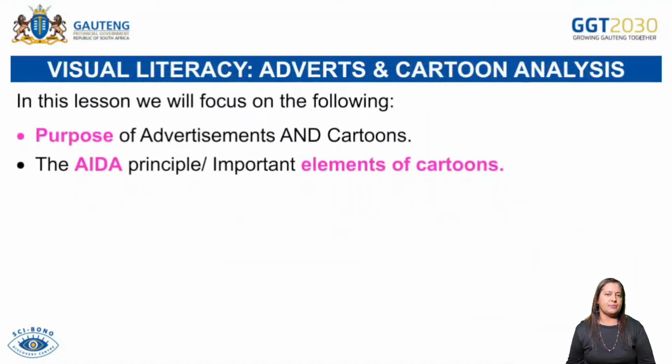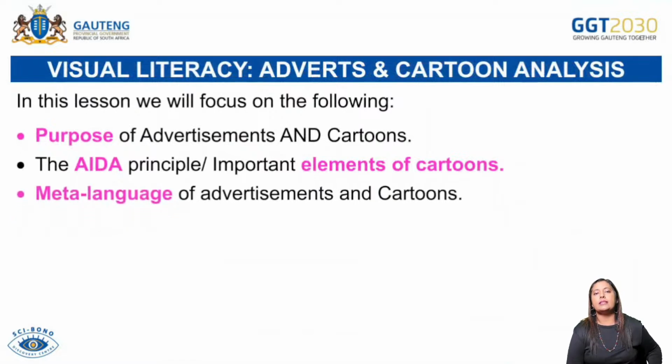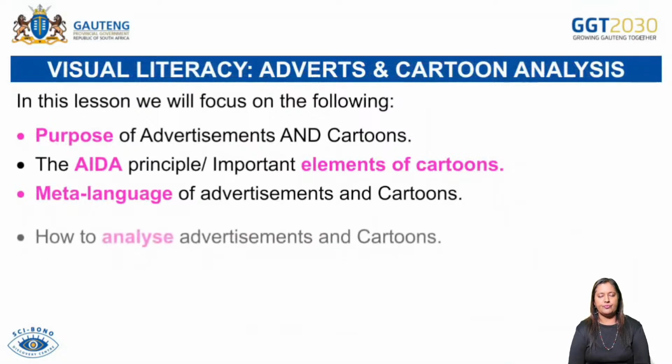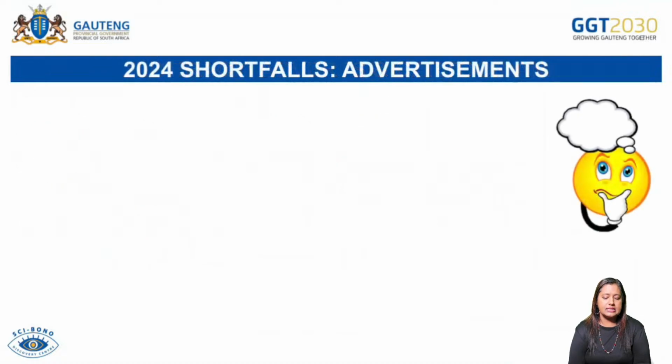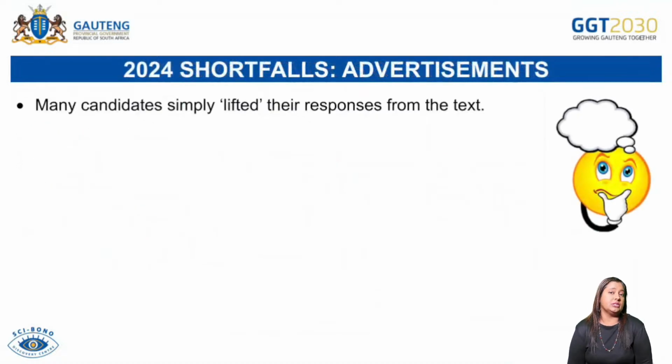How do certain aspects, like the AIDA principle, affect your understanding of an advert, for example? And how do other aspects of a cartoon, like a single frame versus a series of frames, impact you when you are reading the contents of the cartoon? Then we'll also look at the metalanguage, meaning all of the difficult terms we want you to understand when dealing with the advert or cartoon. And then we're going to look at how to analyze these things and come back to see if we're going to be able to pass this when we are being tested.